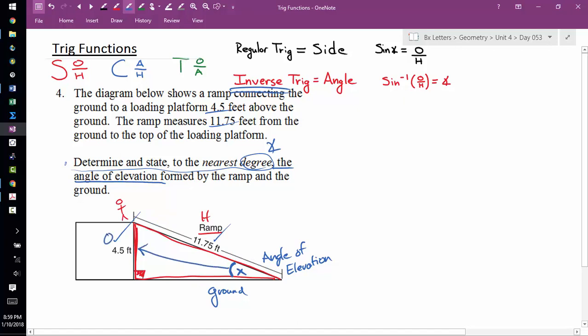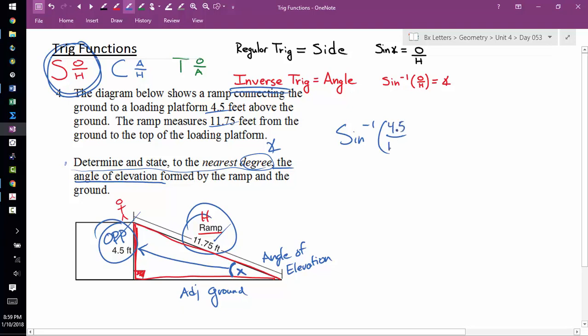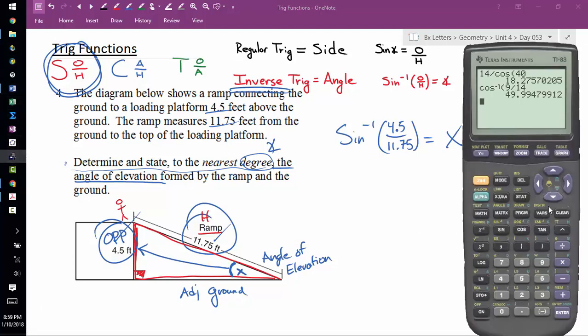This is going to point to the opposite side, and then whatever's left over the ground, that's the adjacent. So in this problem, I can see I'm dealing with the opposite and hypotenuse, and that's a sine function. And because we're finding an angle, that will be the inverse sine of my opposite, which is 4.5, divided by my hypotenuse, which is 11.75. And I know that's going to spit out the angle of elevation, the angle that is forming that ramp with the ground.